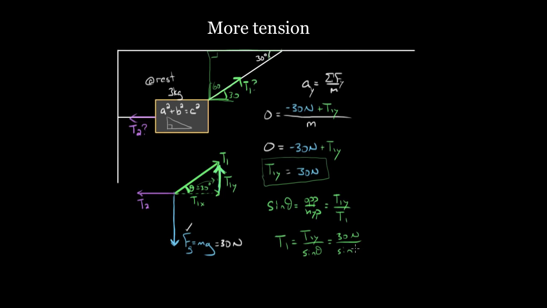So when I'm taking my sine of 30 degrees, I get 30 newtons divided by sine of 30, and sine of 30 is 1/2. So 0.5. So I get that this is 60 newtons.